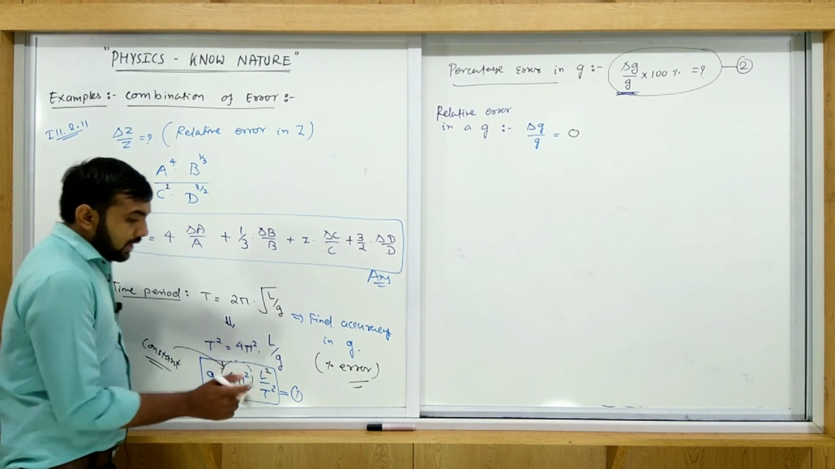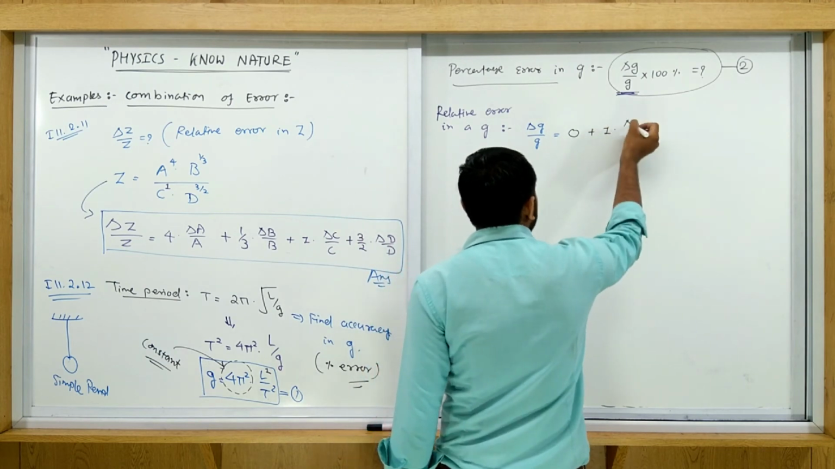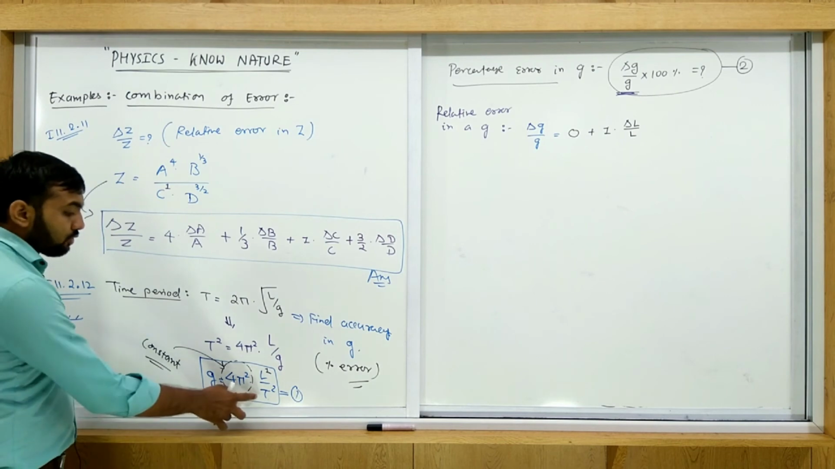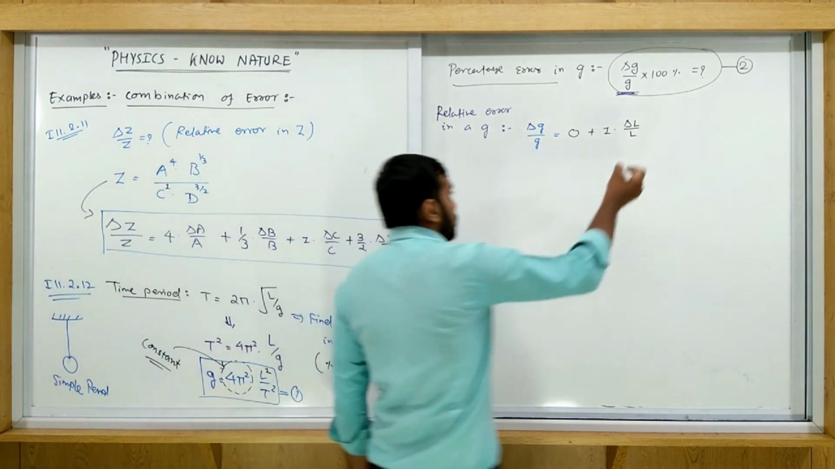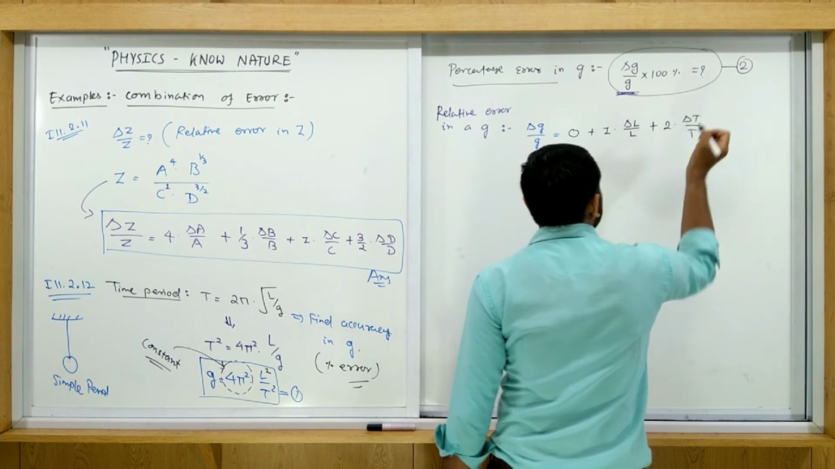Now what is the power of L? 1. The power always comes in multiplication, so 1 into delta L upon L. What is the power of T? It is 2. So 2 comes in multiplication: 2 into delta t upon t.